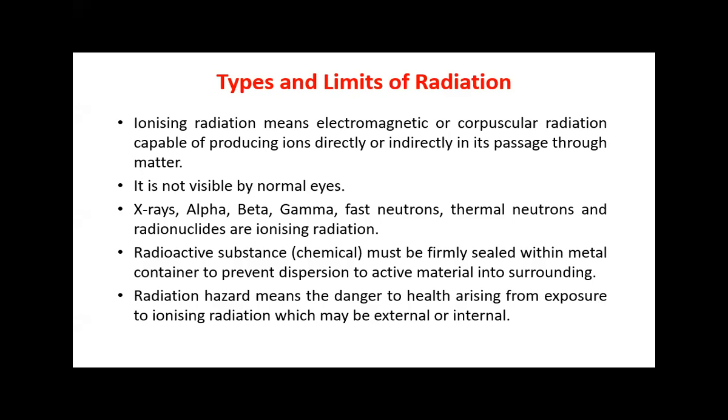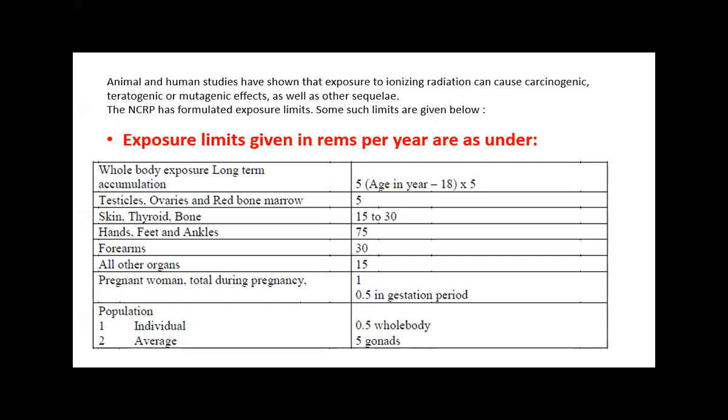Animal and human studies have shown that exposure to ionizing radiation can cause cancer. So these are carcinogenic substances. These are teratogenic substances or mutagenic substances, which may affect teratogenic activities or mutagenic activities as well as other sequelae. So due to these radiations, or longer exposure to this radiation, you may face some of these issues.